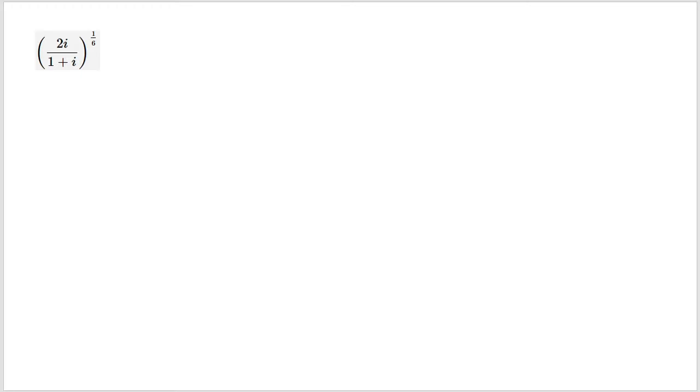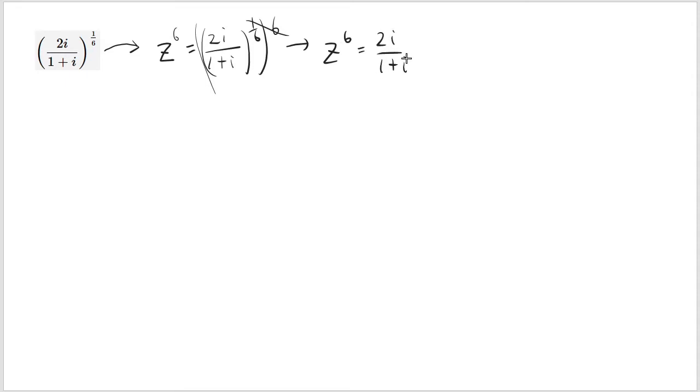Here we have (2i over 1 plus i) to the 1/6 power. What this is asking is really looking for a complex number whose 6th power is equal to 2i over 1 plus i. That's because if you had z denoted as the 1/6 power, then if you take the 6th power of both sides, 6 and 1/6 multiply to cancel each other, and you end up with z to the 6th equals 2i over 1 plus i.